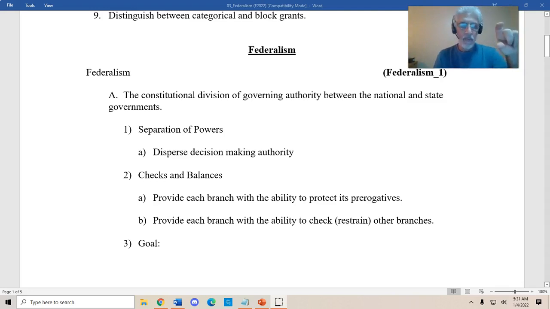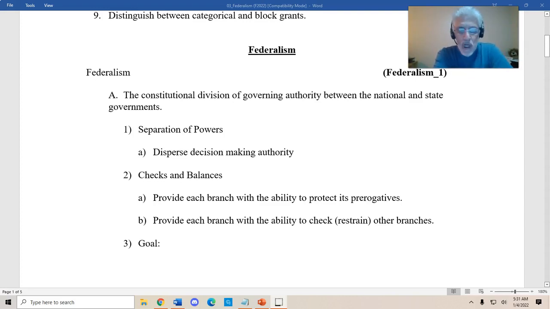Two concepts that are important in understanding federalism are the separation of powers and checks and balances. In the next video, I'm going to do a visual presentation of this concept, and we'll go into this in more detail. But as an introduction to those ideas, let me talk about each one individually.